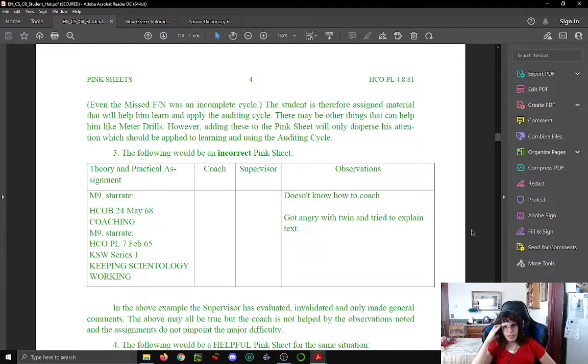However, adding these to the pink sheet will only disperse his attention, which should be applied to learning and using the auditing cycle. The following would be an incorrect pink sheet. So you've got your M9 star rate on an HCOB called coaching.